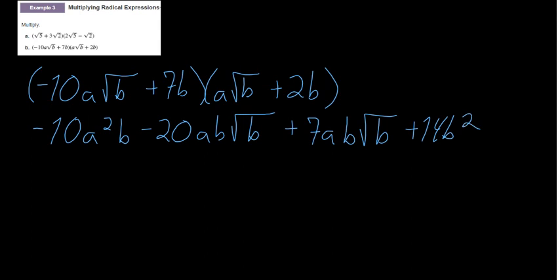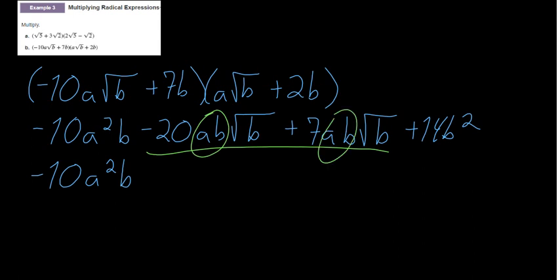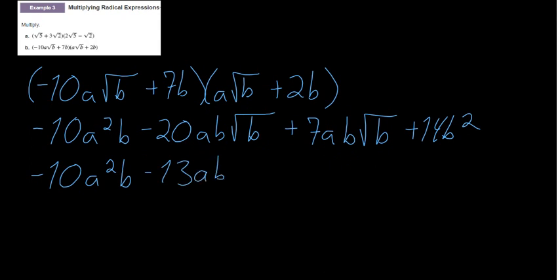Alrighty, so the first term here doesn't have any like terms to go with it. So we've got 10a squared b. I'm going to look here at the middle terms. They have the same variables, good, and they have the same like radicals, that's also good. So we can just simply say negative 20 plus 7. So we're going to have negative 13ab on the square root of b, and then plus 14b squared. That wasn't so bad.